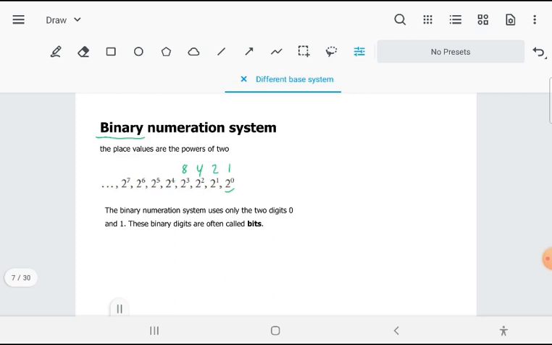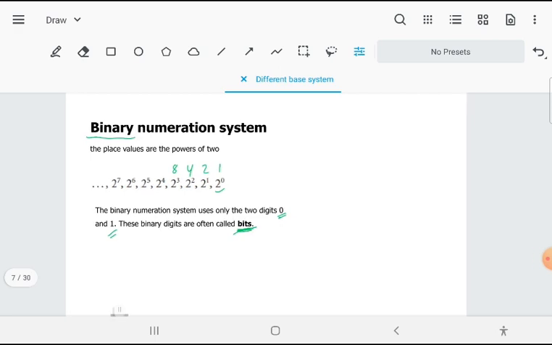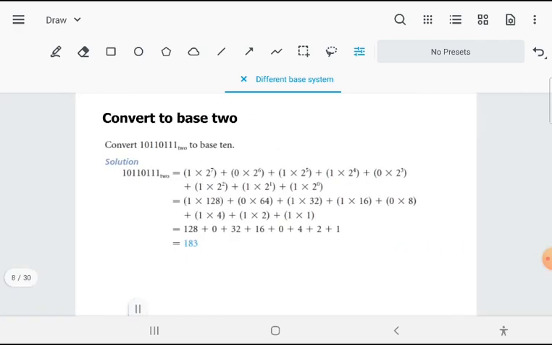So, since you have a binary numeration system, you are only using two digits, which are 0 and 1. These binary digits are called bits. So this is related to what computer science students would know in their coding.